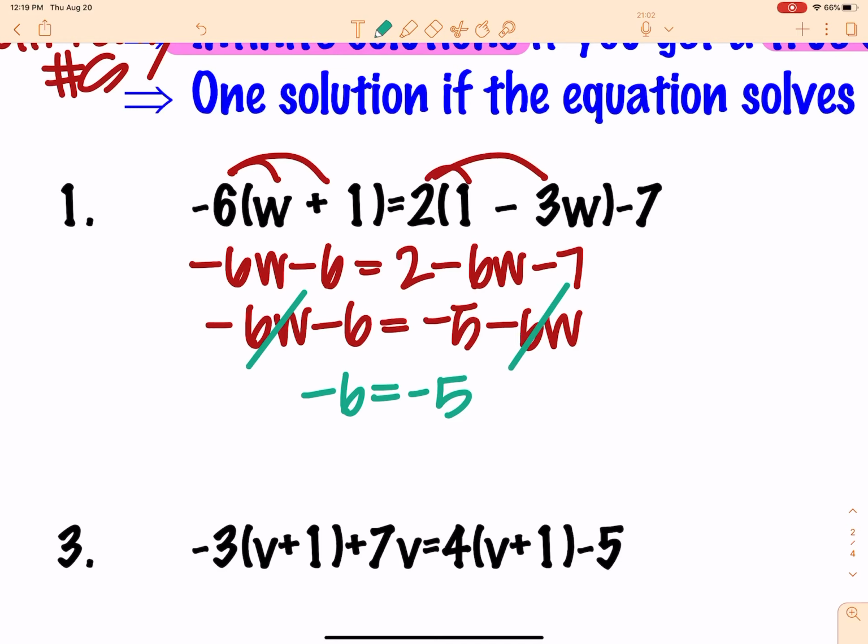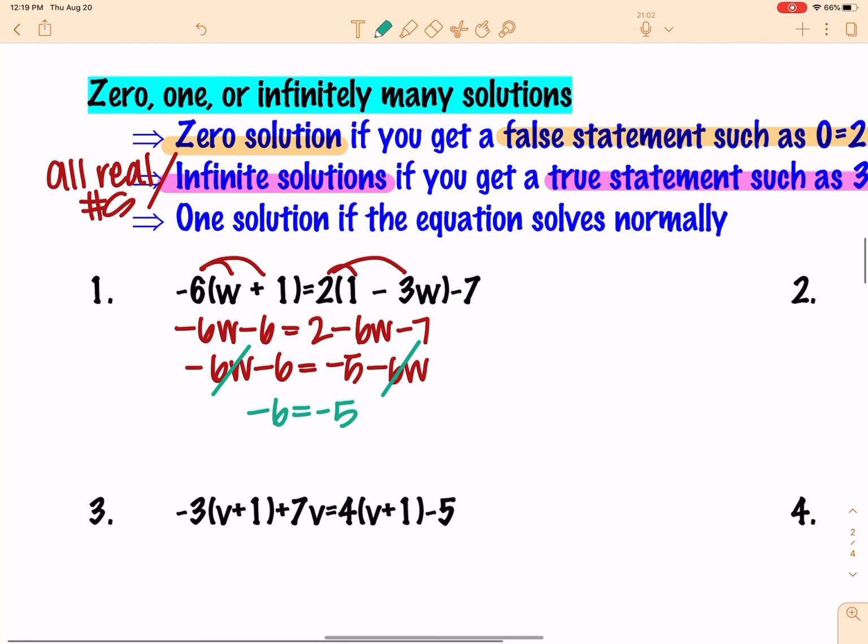-6 equals -5 does not make sense. Okay, that's a false statement. Okay, so that means there's no answer to this problem. That means there are 0 solutions. That's what your answer would be.